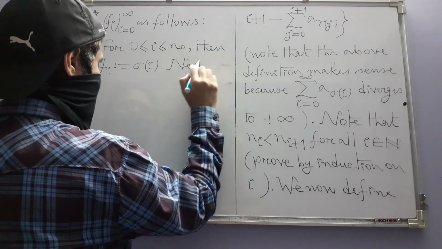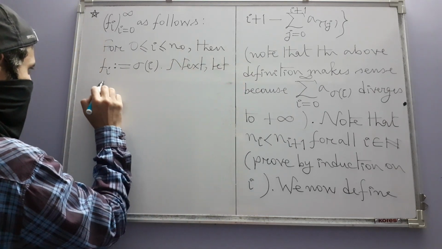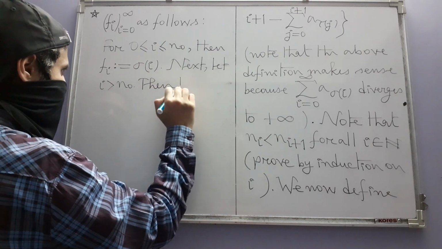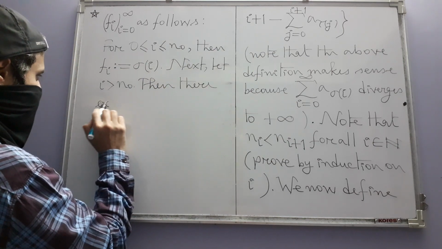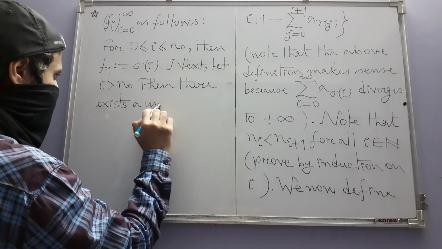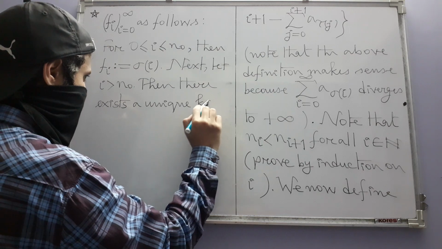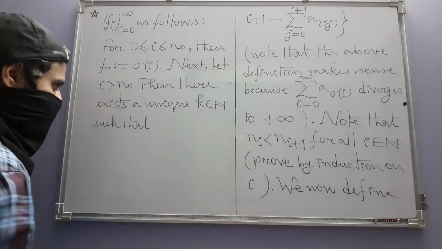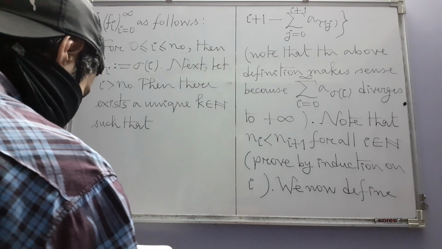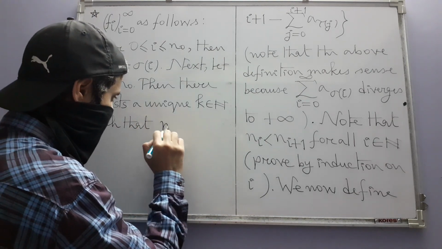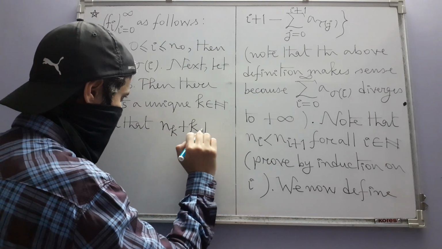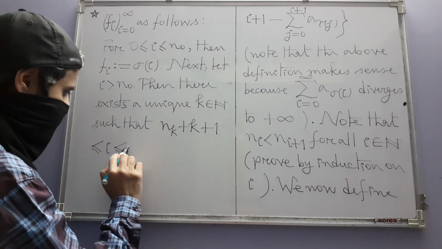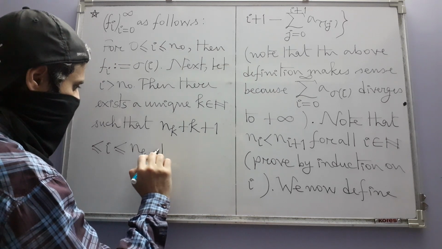Next, let i be greater than n naught. Then there exists a unique natural number k such that, yeah, this part is a little confusing. I don't want to make a mistake. Nk plus k plus 1 is less than or equal to i, which is less than or equal to nk plus 1 plus k plus 1.